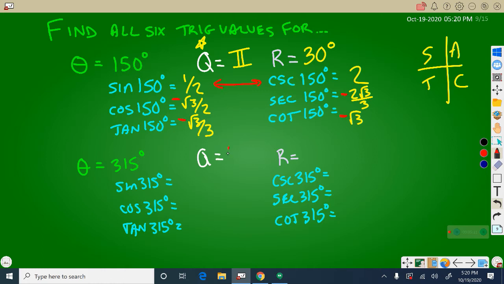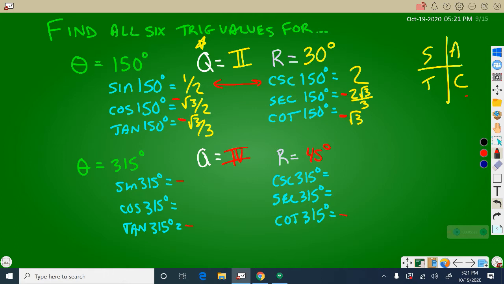315 degrees has 45 degrees as the reference angle, not as the quadrant. And so the quadrant we're going to have here is quadrant 4, 315 between 270 and 360. So you can also look at it this way. In quadrant 4, all students take calculus. That means that cosine should be the only thing that's positive.